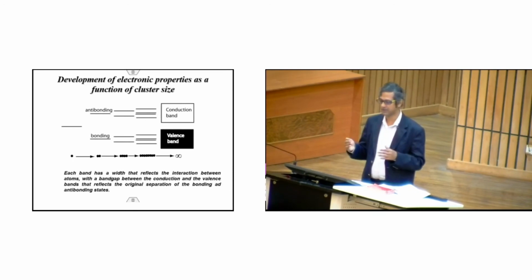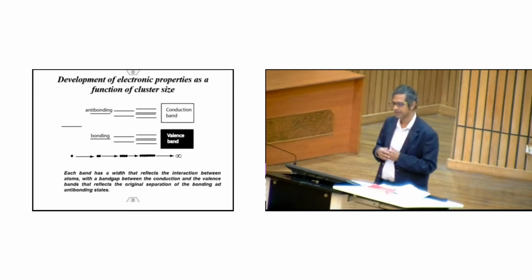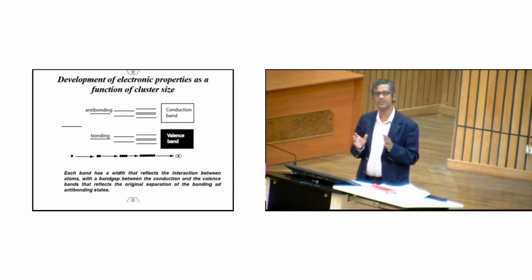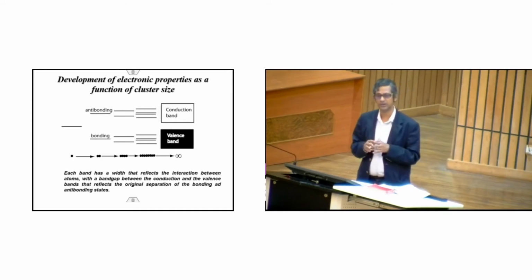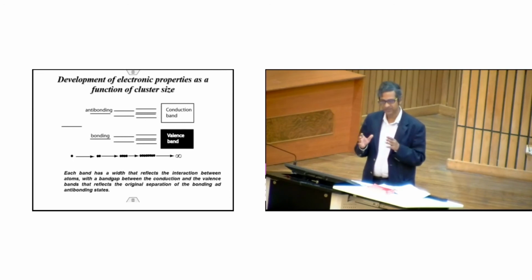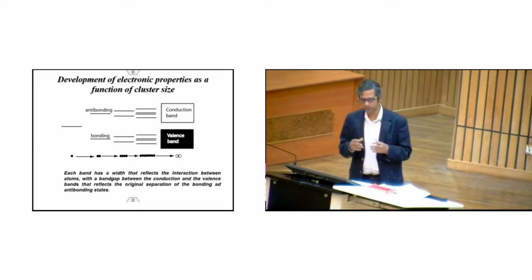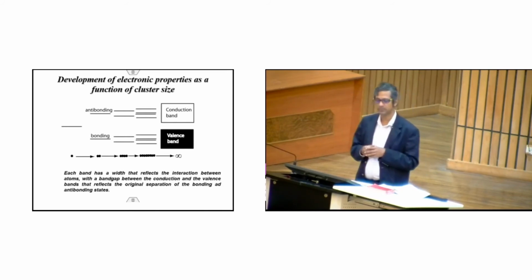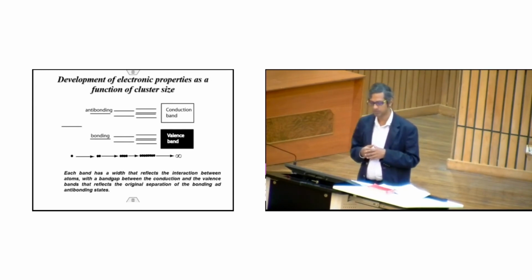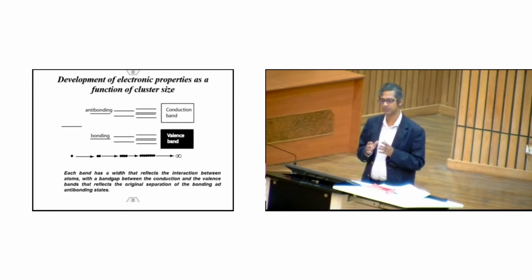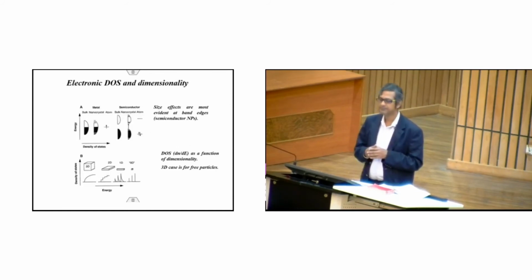In insulators, you cannot do that, because the gap is so large, electrons can no longer travel from the valence band to the conduction band. And this is the common notion of the electronic structure in a material that we all know, correct? Everybody knows that this band structure exists in a crystalline material, correct? So each band has a width that reflects the interaction between the atoms, and the band gap between the conduction and valence bands reflects the original separation of the bonding and anti-bonding states. This is something which you should remember. So now what happens when you have nanoparticles, right?